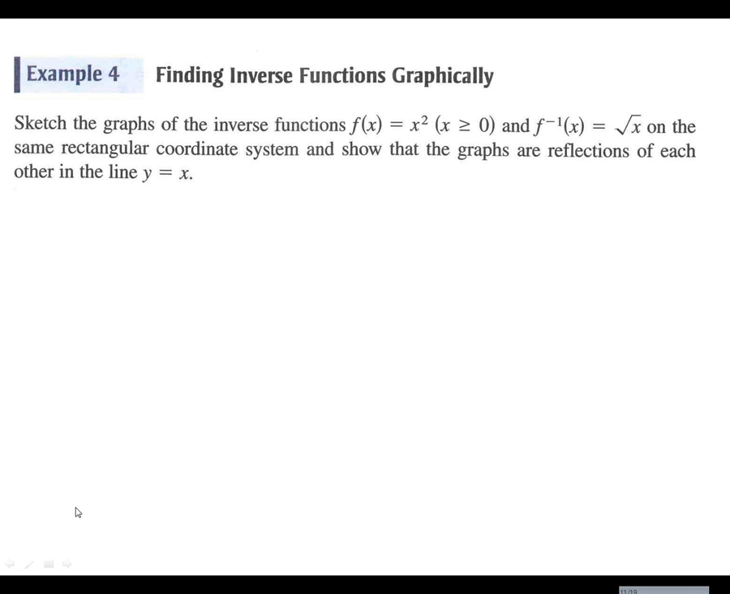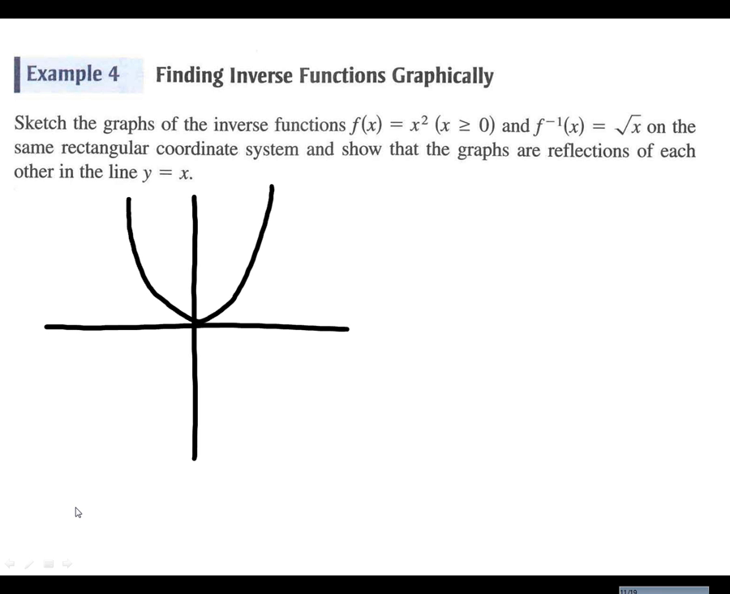All right, example 4. Again, we're going to take a look at the finding inverse functions graphically approach, but this one we're going to look at on our calculator and then use our tables to check that we are indeed getting inverses of each other. So if we took these two functions, f of x is x squared, and we took a look at that graph, we get our parabola.